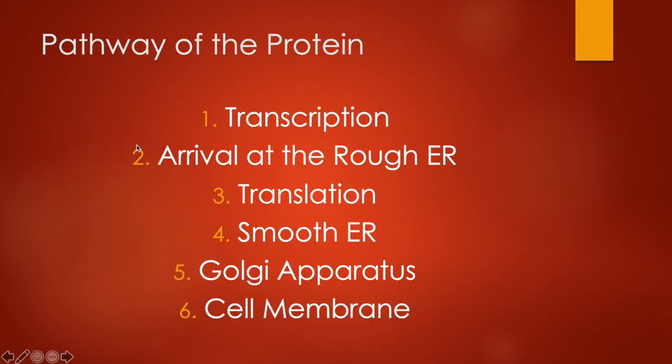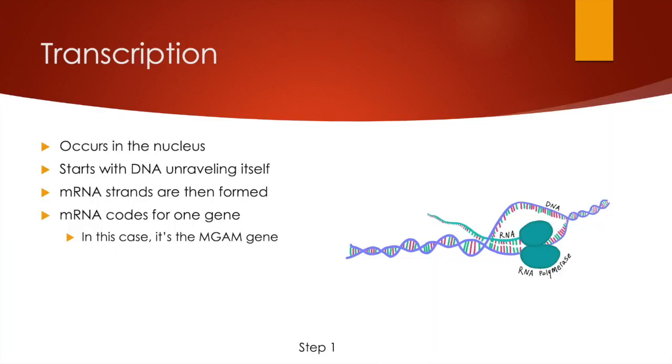There are 6 steps in the pathway of a protein. The first one is transcription. The second one is the arrival at the rough endoplasmic reticulum. The third one is translation. The fourth one is arrival to the smooth endoplasmic reticulum. The fifth one is going to the Golgi apparatus. And the sixth one is reaching the cell membrane, which is where our protein will end up.